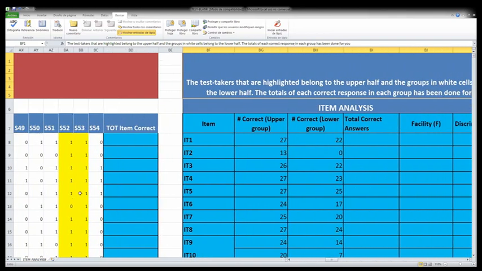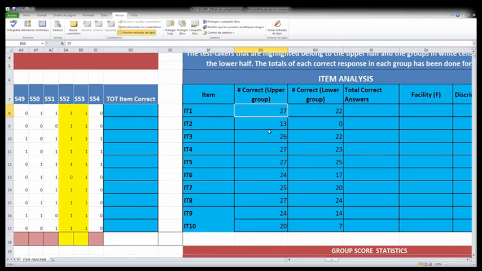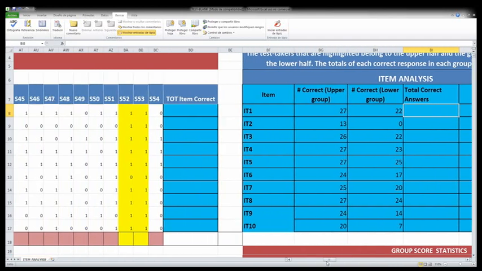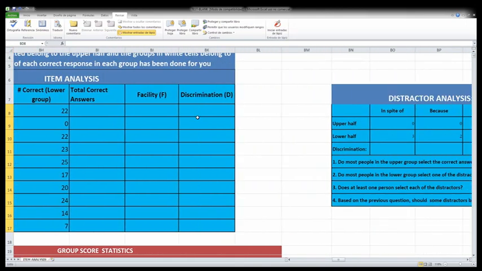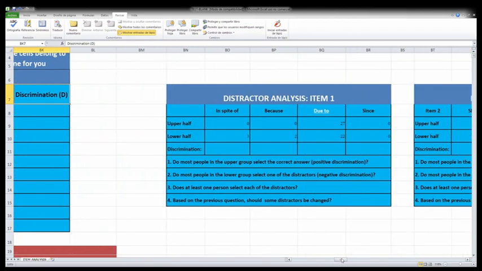So this part has already been done for you, and you will see here that the information has been entered, the number of correct answers in the upper and lower groups. The only thing that you will need to do is to calculate the total correct answers, which you can take from here, right? And then you are going to calculate the facility and the discrimination indexes. Okay, that's the part that you will have to do, and then of course you're going to perform the distractor analysis.